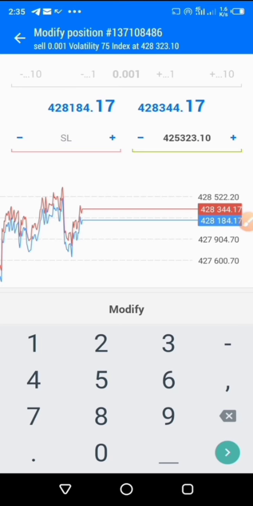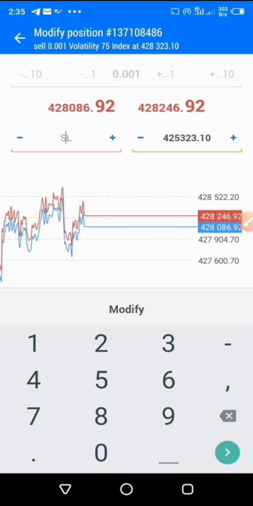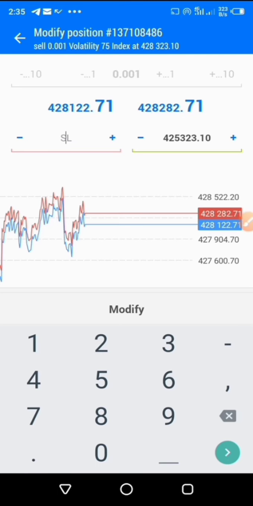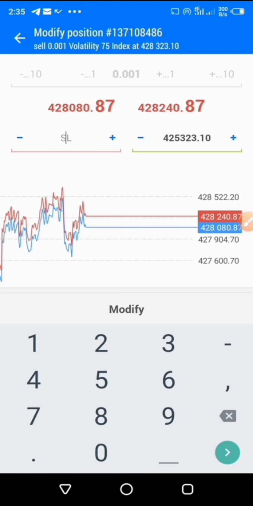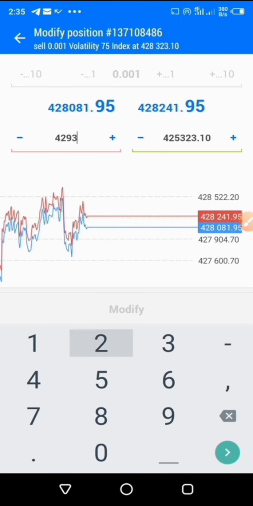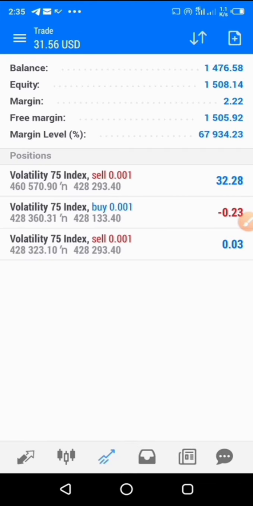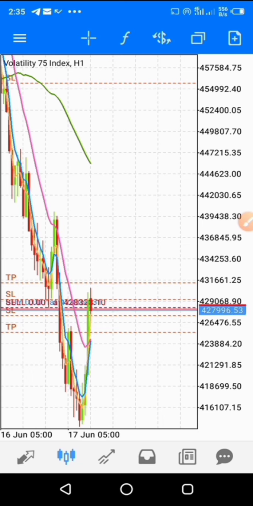And my stop loss, that is if it goes against me, is going to be plus 1,000. So add 1,000 to that, which is going to be 429,323.1. Modify. That's done. So if it goes in any direction, it can execute you. It can take you off the market, either in the loss direction or the profit direction. This kind of format is called 1:3.